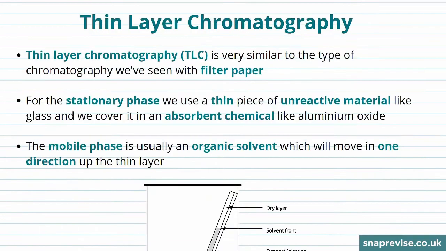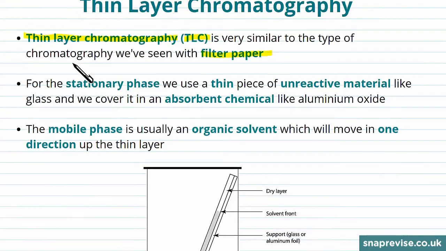each other. The first type of chromatography that we're going to look at in detail for this video is thin layer chromatography. This is often abbreviated to TLC, and we'll refer to it as TLC from here on out. It's very similar to the type of chromatography we just saw using filter paper and pen ink.